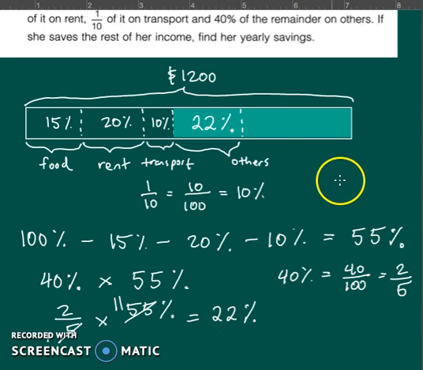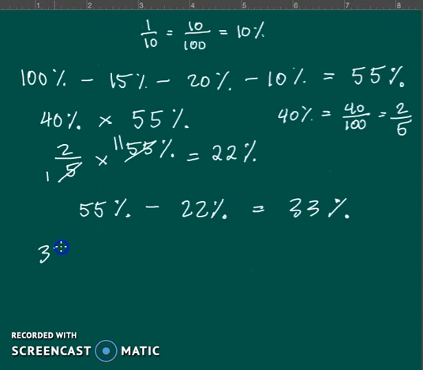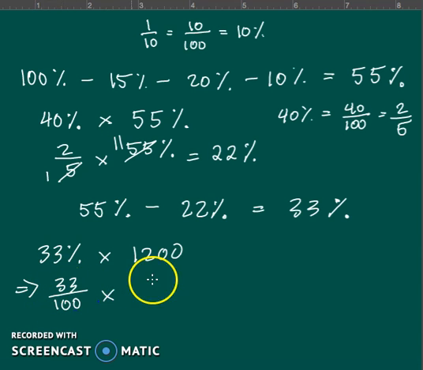Now we need to find out what was left over, because that's what she saved. So she had 55% of her income left, then she spent another 22% of it on other people, and that left her with 33% of her original monthly income. So what is 33% of $1,200? We can also express that by writing 33 over 100 times 1,200.